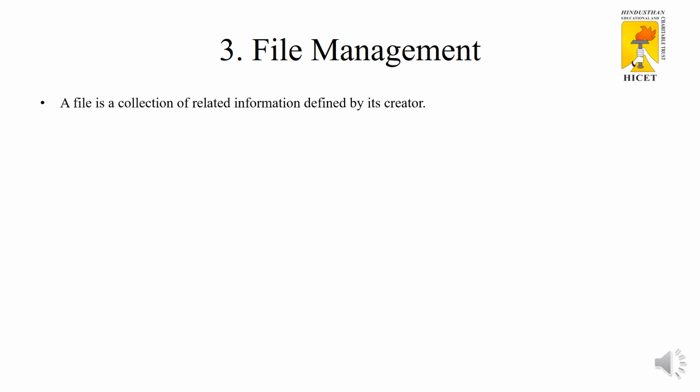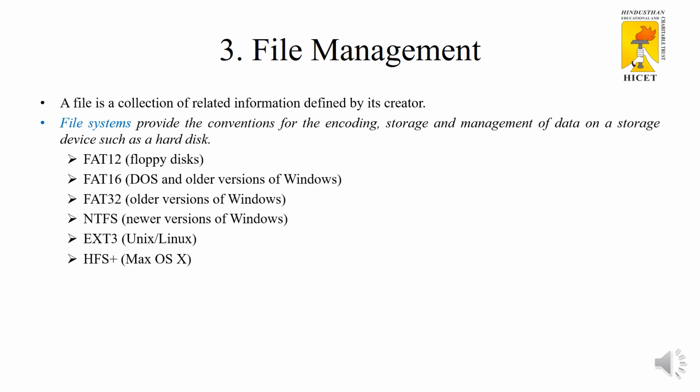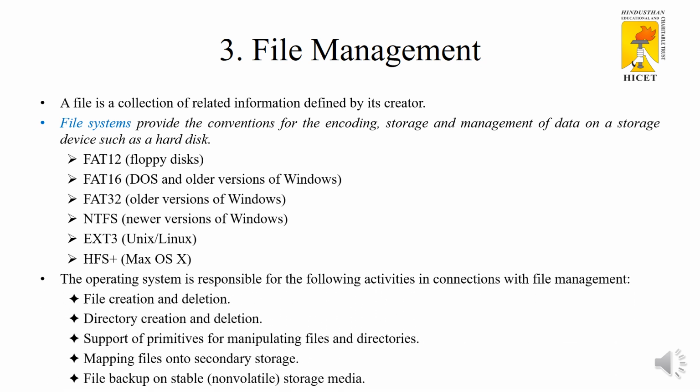File management. A file is a collection of related information. We can see different types of file systems: FAT12, 16, 32, NTFS, ext3, HFS Plus. What are the main activities of file management? File creation and deletion, directory creation and deletion, support of primitives for manipulating files and directories, mapping files onto secondary storage devices, and backing up files onto storage media.